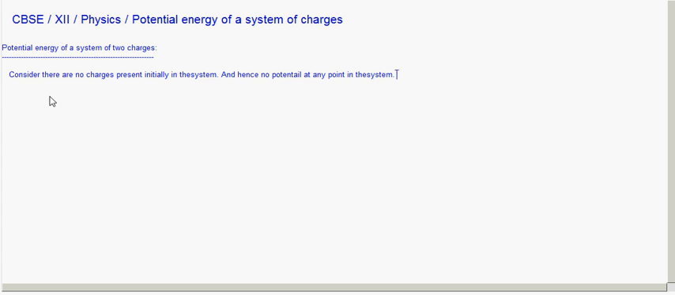Let us say now we want to bring two charges from infinity to this system. So first we will bring a charge q1 from infinity to point A. Consider a point A in the system. Let charge q1 be brought from infinity to point A.